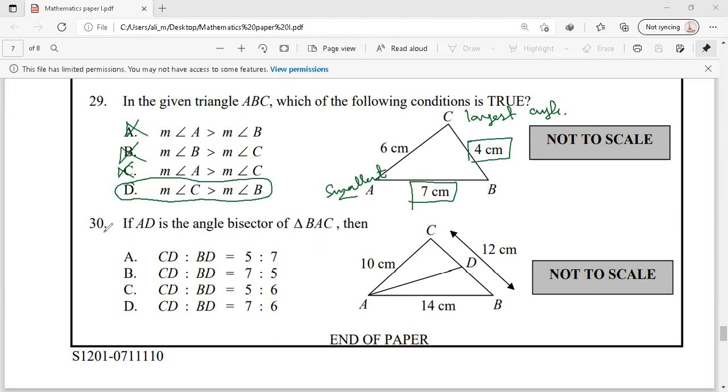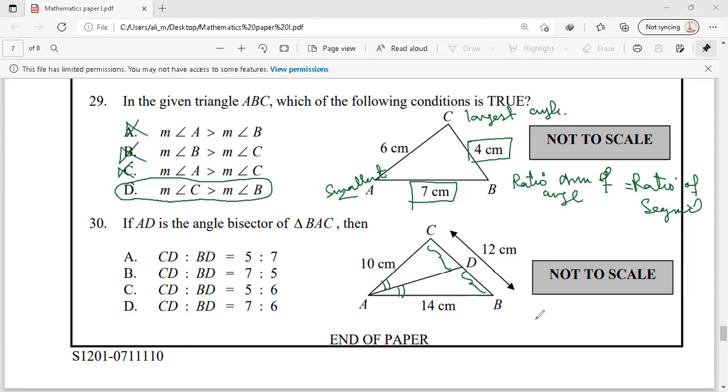Then we have the last question in this year. If AD is the angle bisector of this triangle, we have to find the ratio of CD to BD. So we know that whenever we draw an angle bisector, it intersects the side opposite to that bisected angle. And according to the theorem, the ratio of the arms of the angle is equal to the ratio of the segments opposite to that angle. So this is our angle bisector. These two angles will be equal.